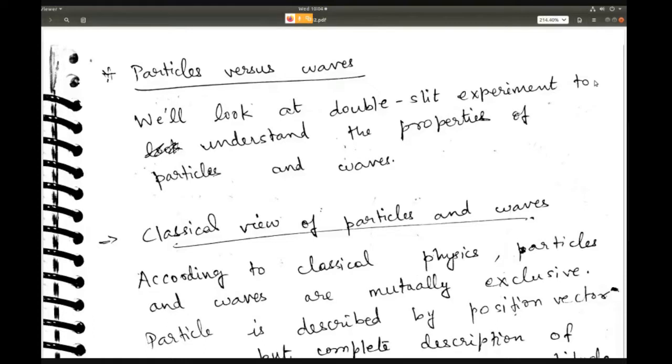Okay, so let's start. Of course, to look at these differences, we will look at a particular experiment. It was developed by Young. This is called Young's double slit experiment. All right, so before we actually look at what that experiment is and what it tells us, let's first just distinguish what is a classical particle, a classical wave, and what is a quantum particle.